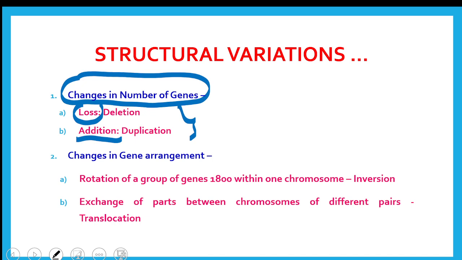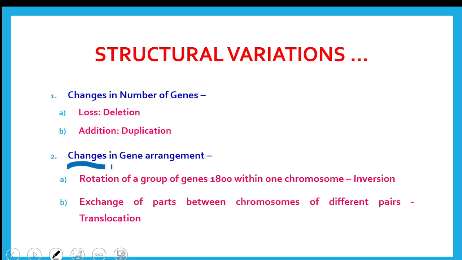And coming to inversion and translocation, they are nothing but changes in gene arrangement. There is neither loss nor gain with respect to a particular chromosome, except in certain cases which we will discuss later. Here, just a reorder of the genes takes place. Here this is 180 degrees. So when rotation of a group of genes through 180 degrees within one chromosome results in an inverted portion of the same segment, that is called inversion.